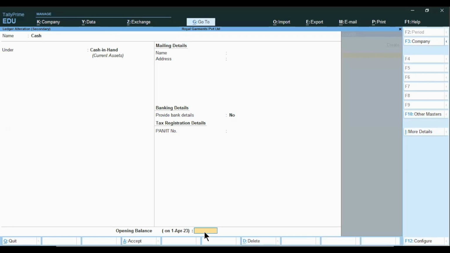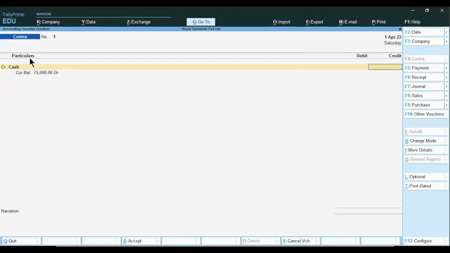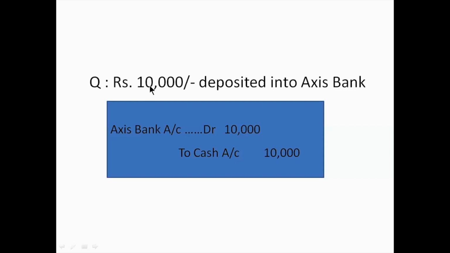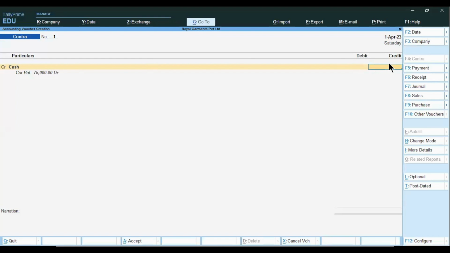Suppose I have 75,000 as a cash in my hand as an opening balance. Ctrl A. Okay. Now see, it shows we have the current balance of cash is 75,000. Now our transaction is we have deposited 10,000 of the cash into Axis Bank. So out of this 75,000, I am depositing 10,000 into the bank.